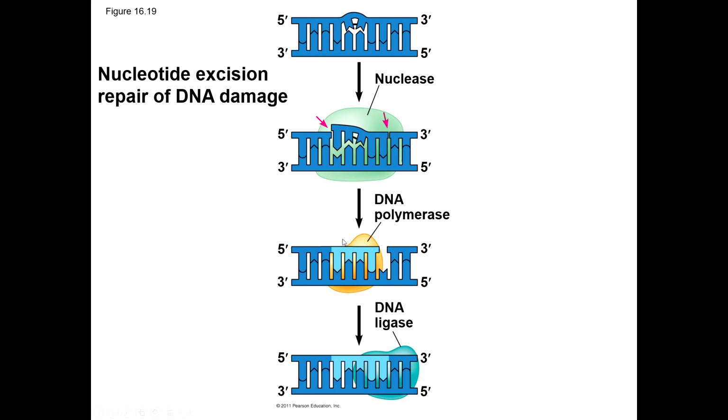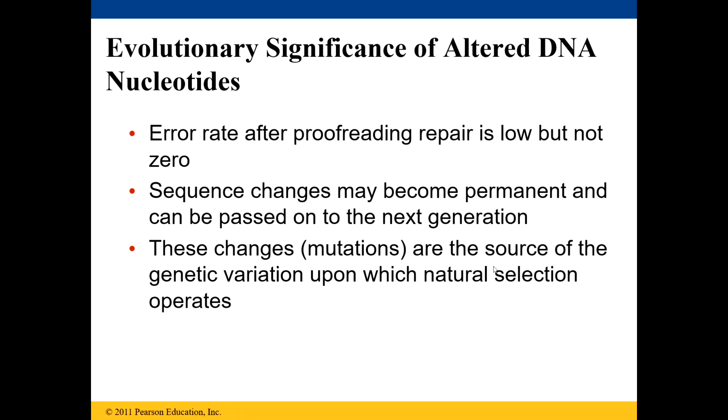DNA polymerase will bring in the correct base pairs, and then ligase will paste them in. So nuclease is kind of the DNA scissors, and DNA ligase is the DNA paste. And that's how we fix, hopefully, most of the problems. Not all of them, unfortunately, but most of them.